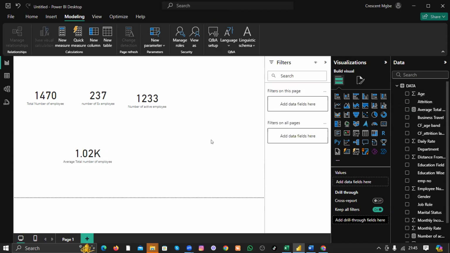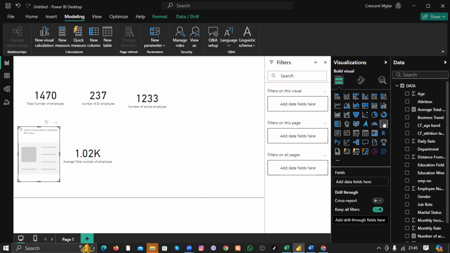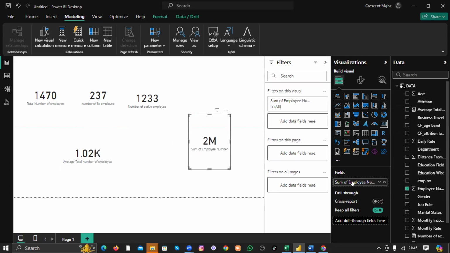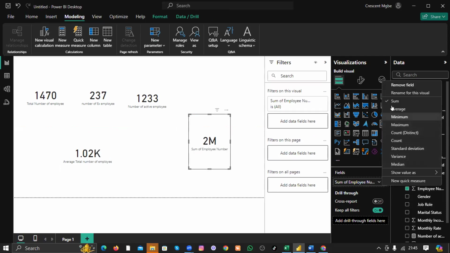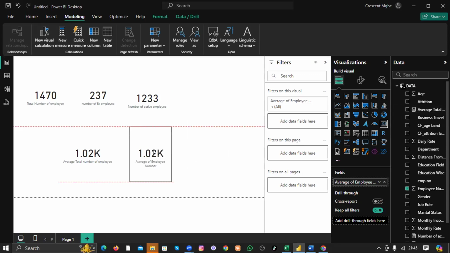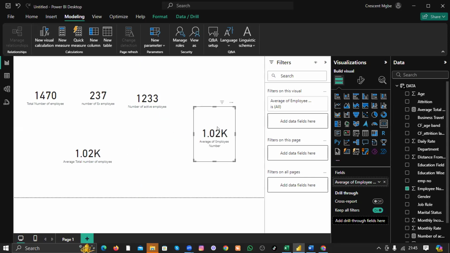Let's confirm if that's correct. Let's do here. Then this is the number of employees. Put it in this card. Number of employees, 2 million. Let's check the average. It is summing the total number of employees. If you check the count, it is 1,400. If you check the average, so we are correct. Our DAX formula is correct. It gave us the correct thing.